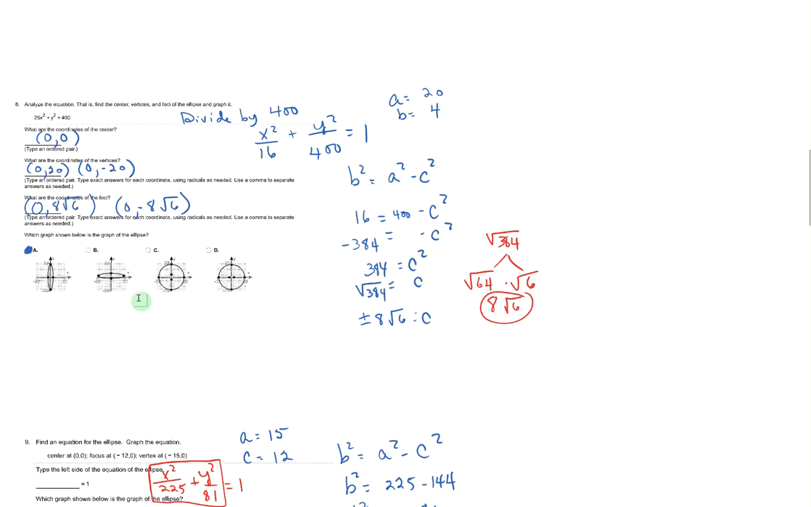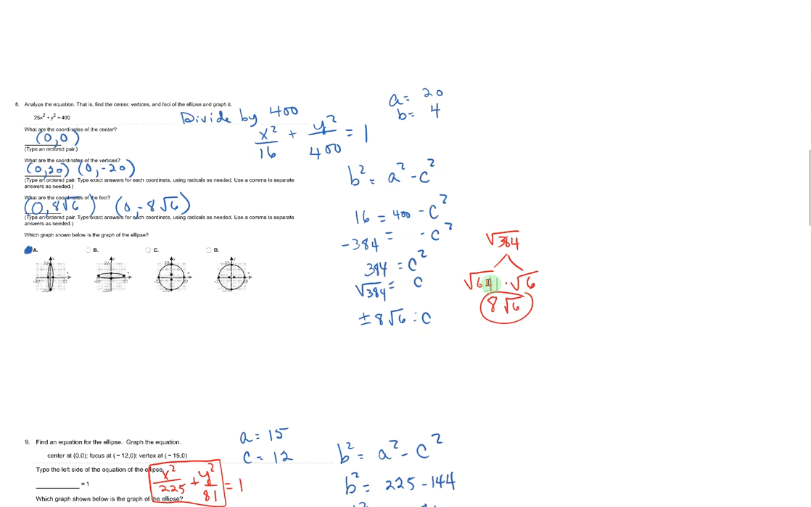Number 8. Now, what we need to remember is that this number here has to be 1. So before we start analyzing, we're going to divide everything by 400. So 25 over 400 becomes 1 over 16. So x squared over 16 plus y squared over 100 equals 1. Now we can do our work. The bigger number is here, so a is 20, b is 4. We can use those numbers in our equation to come up with square root of 384. That one's not as apparent.